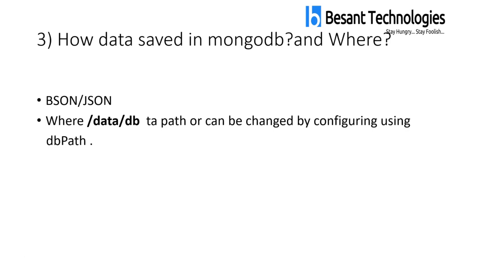And where the data is saved: it gets saved in the data DB path. This can also be changed by using the configuration DB path. You can save it wherever you want. The most important part of MongoDB is we don't need that object relational mapping to convert it into an object format so that we can use it in the application, because when we get it from MongoDB itself, it is a JavaScript object which can be readily used.